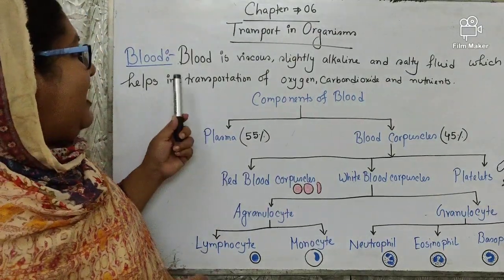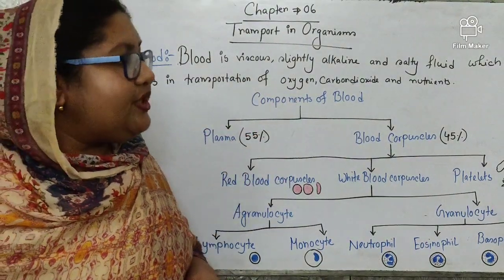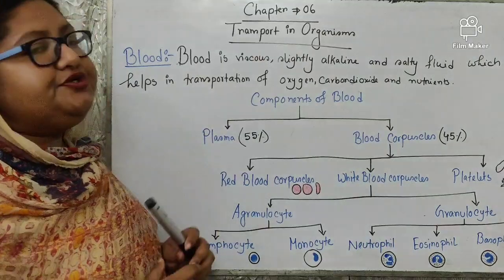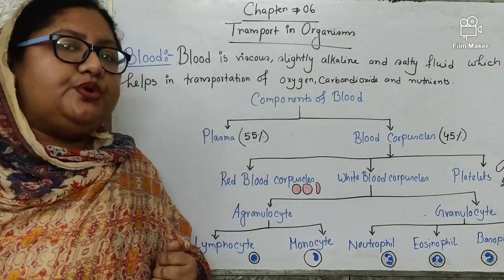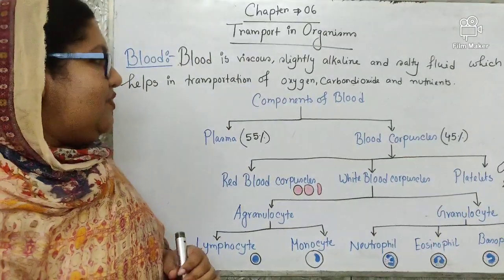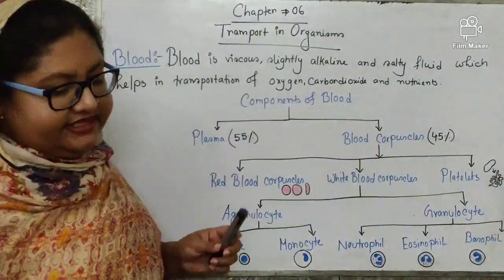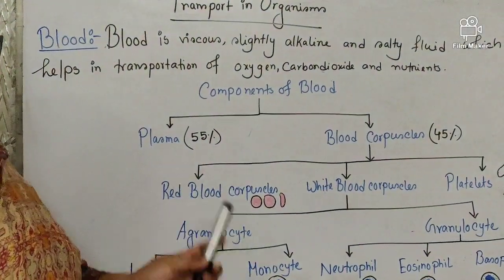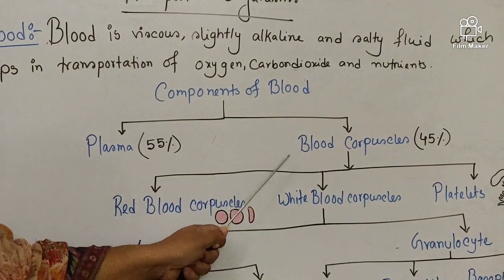Blood. Blood is a viscous, slightly alkaline and salty fluid which helps in transportation of oxygen, carbon dioxide and nutrients throughout the whole body. Now, the components of blood. Blood has mainly two components. Blood has plasma and blood corpuscles.